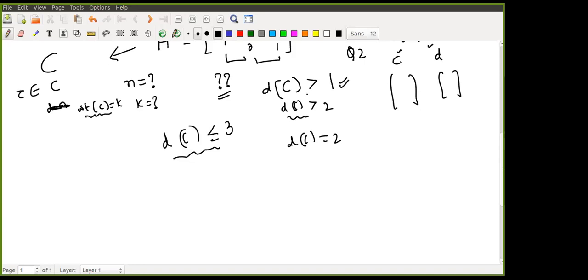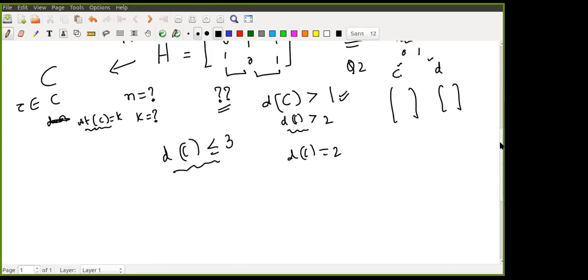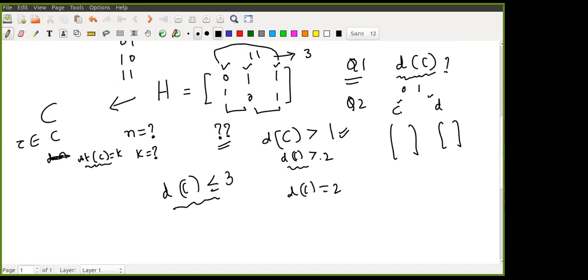Again I'll repeat. If it has one independent column, then the distance is greater than 1. If two independent columns are there, then the distance of the code is greater than 2, right? If three independent columns are there, then the distance of the code is greater than 3, right? That is the result. Sorry, I wrote greater than or equal to in a hurried way. Now, since three dependent columns are there, the distance of the code is less than or equal to 3. Because of this, I now get exactly the distance of the code equal to 3.